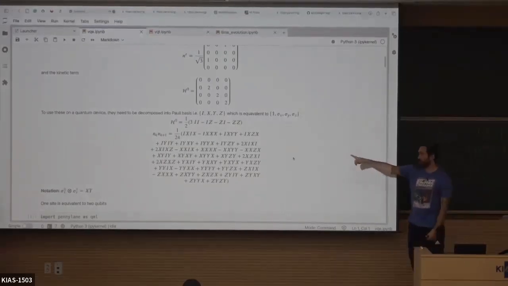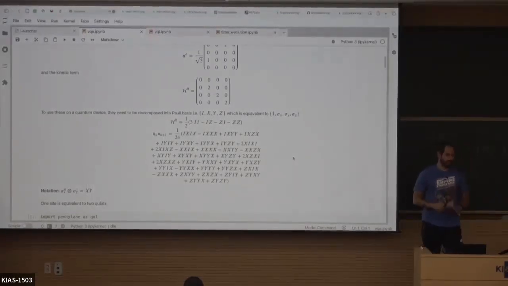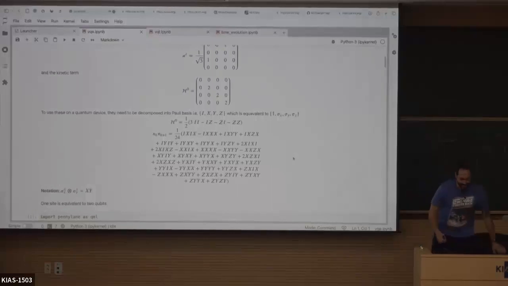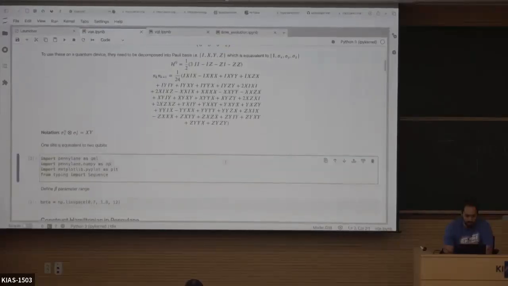By the way, the way I calculated this is very, very brute force. I'm basically scanning through all the Pauli matrices until I get the original matrix. So it's not very sophisticated. So don't worry about it. Okay? So let's try to simulate this and try to find the ground state.